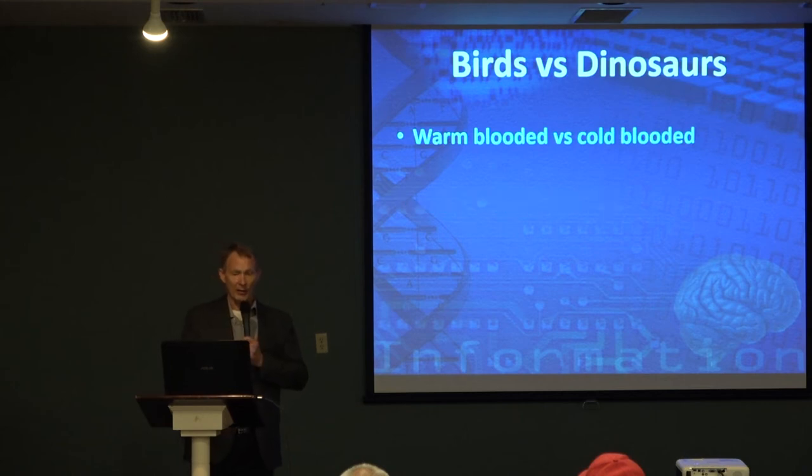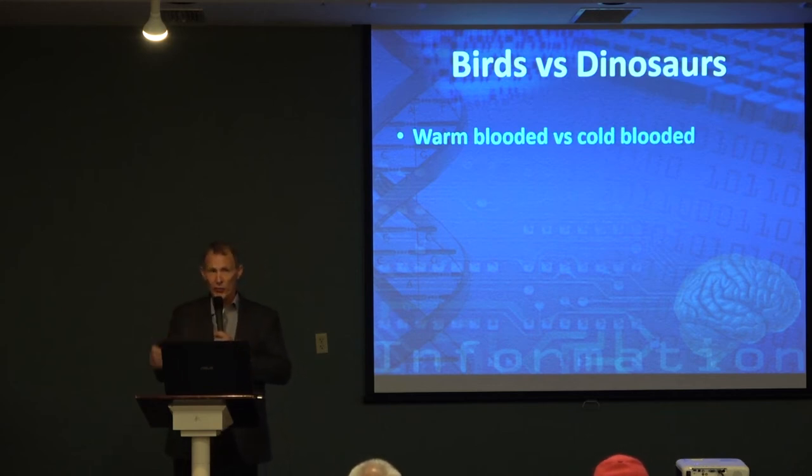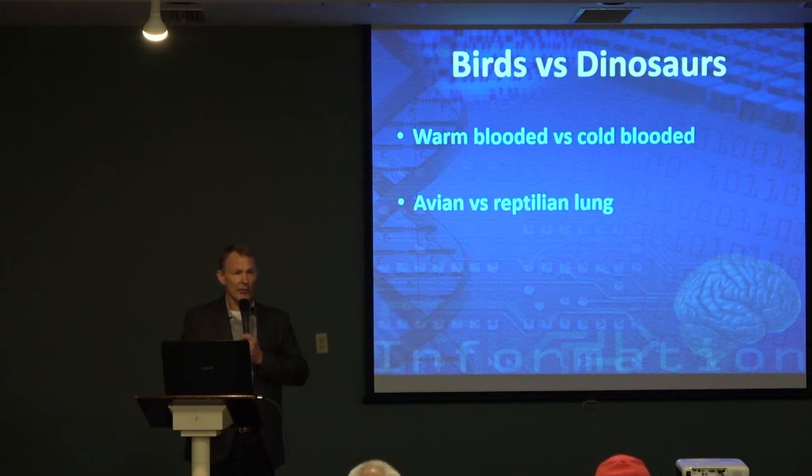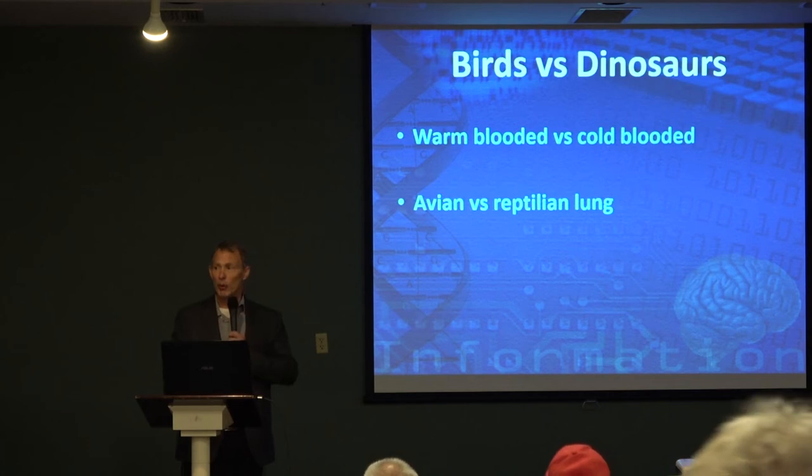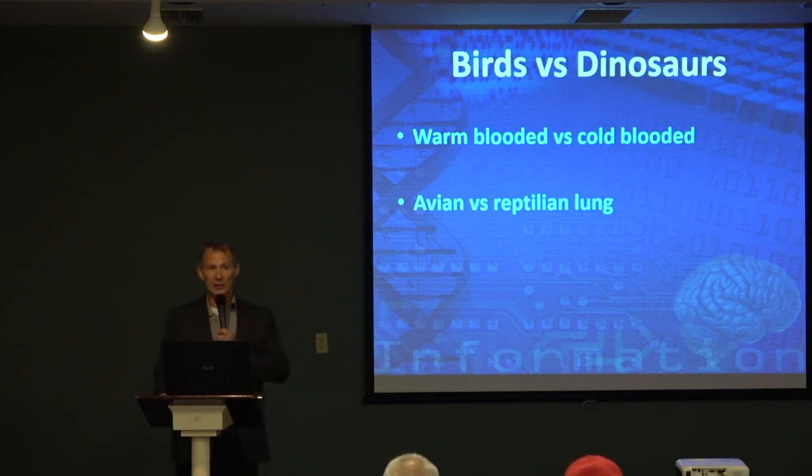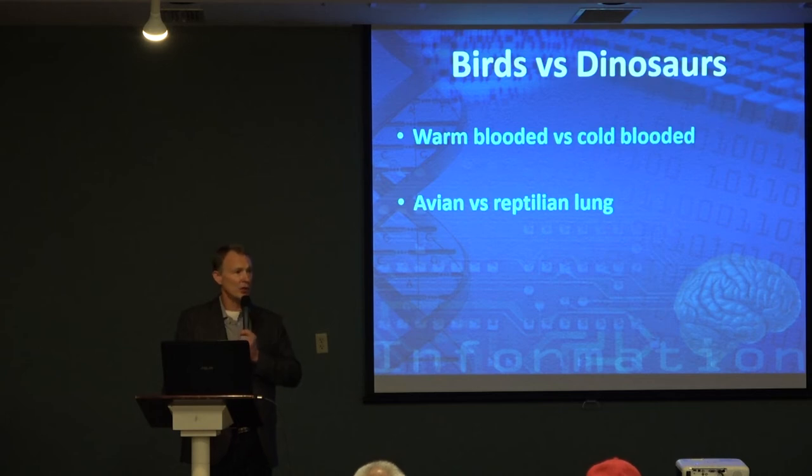Reptiles, on the other hand, are cold-blooded, and their body temperature adjusts to whatever the climate is outside. So, huge change that has to be overcome in stepwise fashion through some transitionary species. What about the lung style? The avian lung, or the lung in a bird, and the reptilian lung that we see in dinosaurs and reptiles today. Birds have a unique lung design.